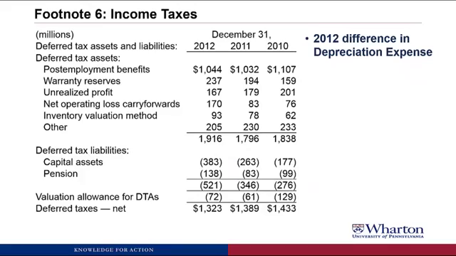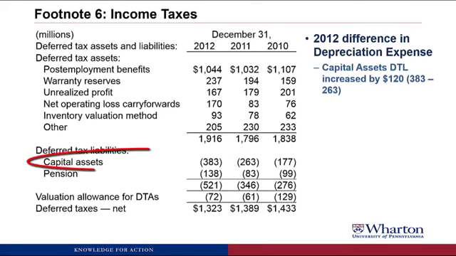Now let's do another example for depreciation expense so we can go through this exercise with a deferred tax liability. So there's a deferred tax liability called capital assets. That's Moth's deferred tax liability related to depreciation. That deferred tax liability increased by 120. So remember, ignore the brackets. It went from 263 up to 383.